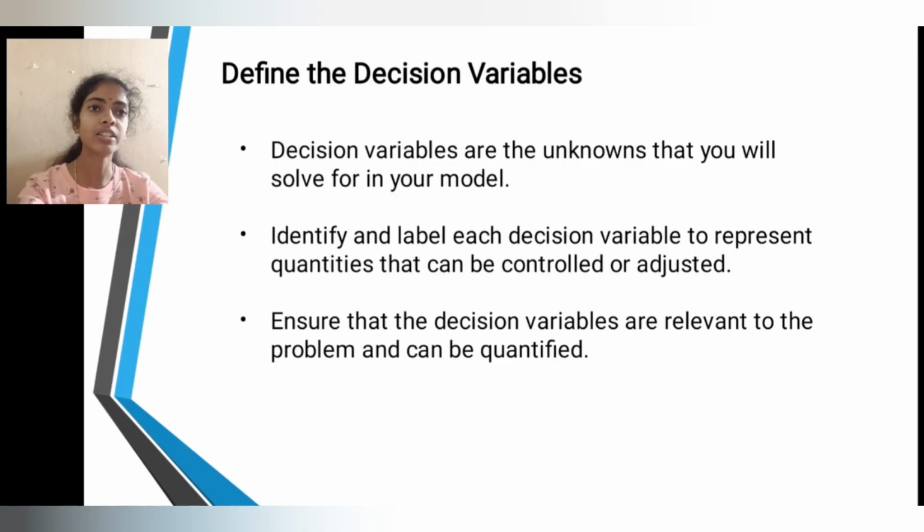Define the decision variables. Decision variables are unknowns that you will solve for in your model. Identify and label each decision variable to represent quantities that can be controlled or adjusted. Ensure that the decision variables are relevant to the problem and can be quantified.